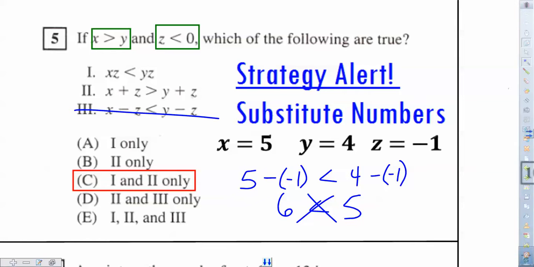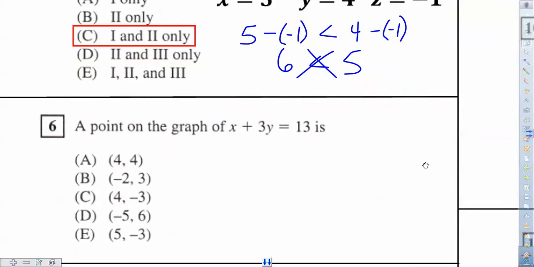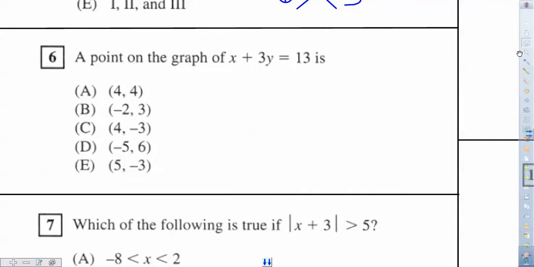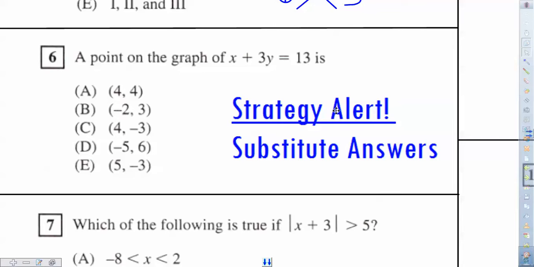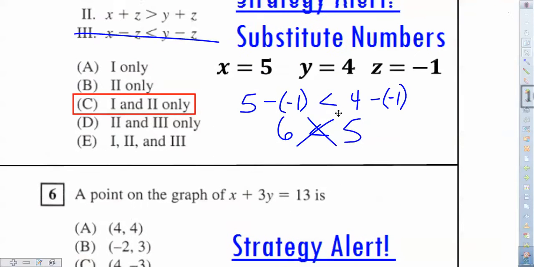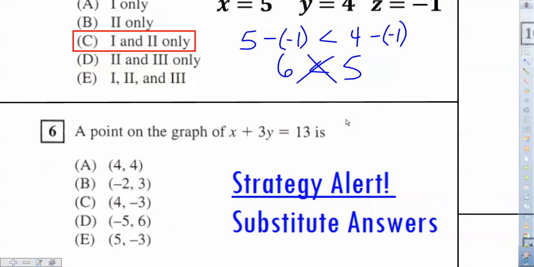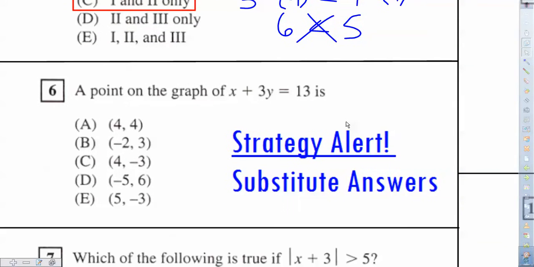Alright, so if we look at the next one, number 6. This is another situation where a nice ACT strategy is plugging in the answers. That's a little bit different than up here, substituting your own numbers. Here, we can just plug in the answer choices until we get a statement that's true. At choice A, x is 4 and y is 4. If we put a 4 in there and a 4 there, we're going to have 4 plus 3 times 4, which is 12. Is that going to be equal to 13? No way.